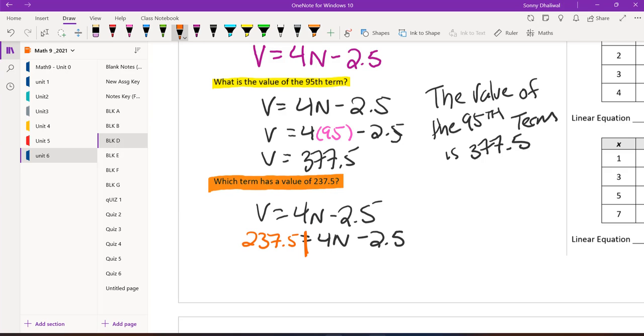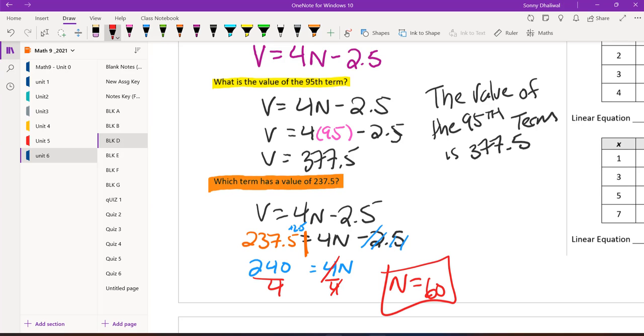Plus 2.5. It becomes the opposite when you move an entire term from one side to the other. So plus 2.5 over here. So we get 4n sitting here. And what do we have on the other side? 240. Good. Then you need to get rid of that 4. How do we get rid of that 4? Divide. Thank you. We divide by 4. The 4's disappear. N equals, what's 240 divided by 4? 60. Yeah, thank you.